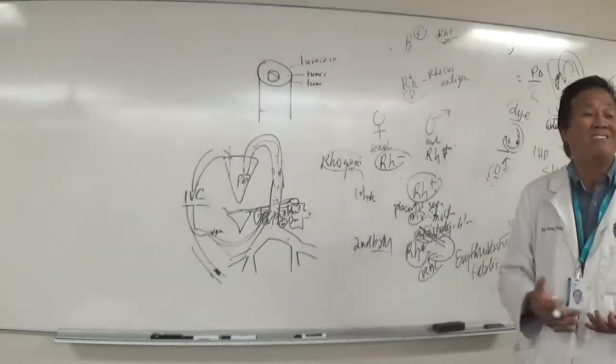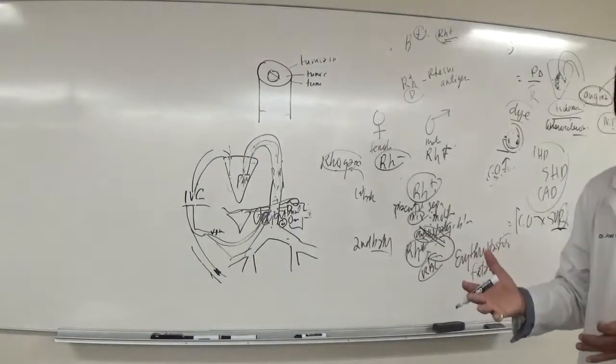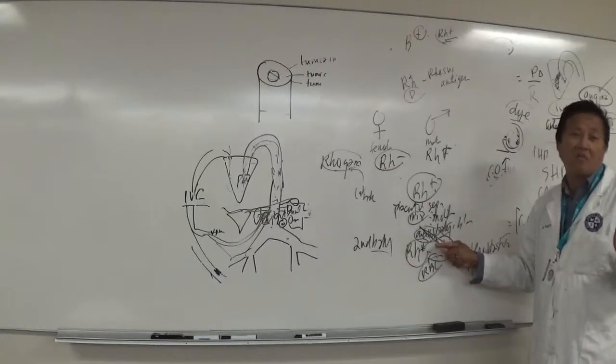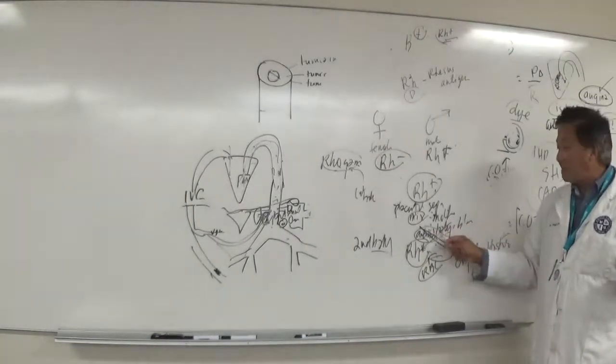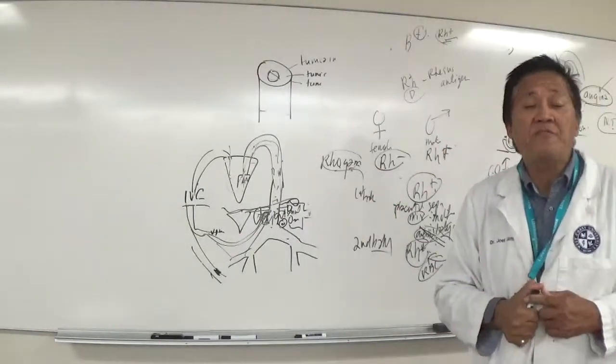It's like a form of what? Passive immunization. By giving the RhoGAM or the antibodies to the mother, she will not form her own active antibody, which is destructive. This will kill. This will not kill. What lesson else do you learn from here?